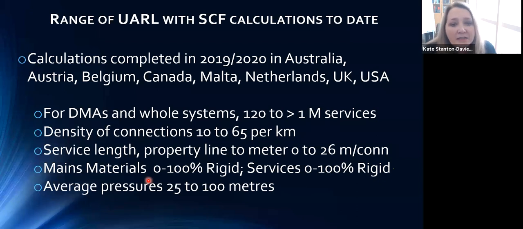In the last 9 months, we've completed calculations in a number of different countries that you can see here. I just wanted to give you an idea of the diversity of those calculations. They've covered DMAs as well as whole systems, anything from 120 to over 1 million services, with density of connections between 10 and 65 per kilometre. The service length from the property line to the meter was anything from 0 to 26 metres per connection, and the whole range of rigid and flexible pipes across mains and services, with average pressures in these calculations ranging from 25 to 100 metres.